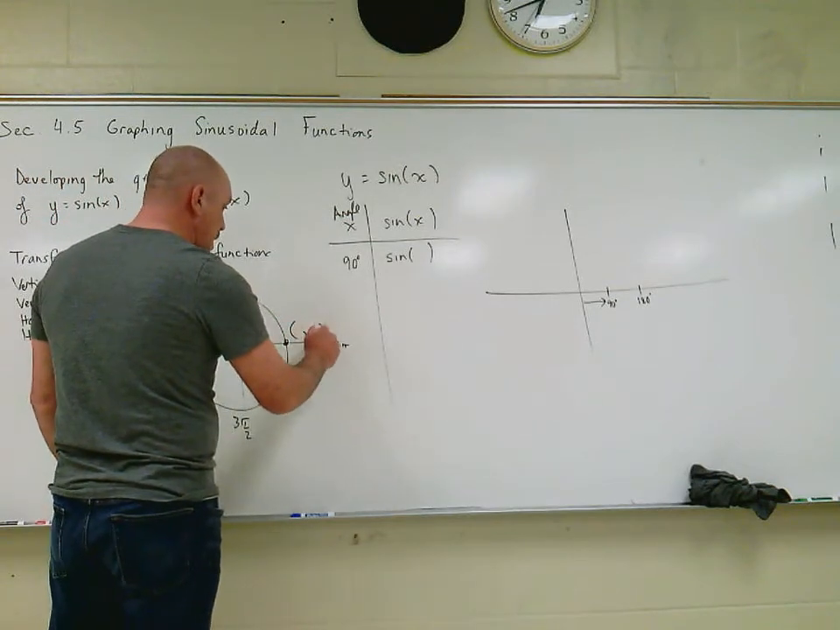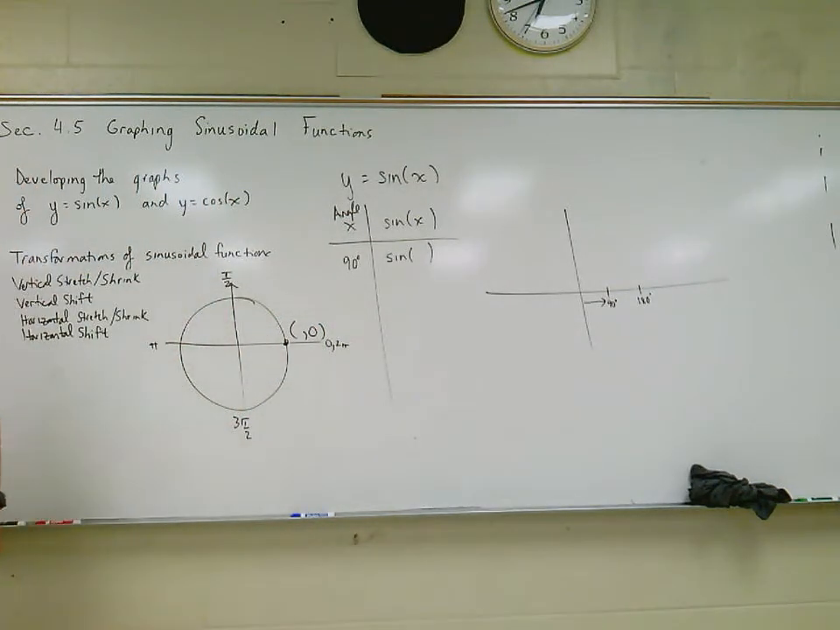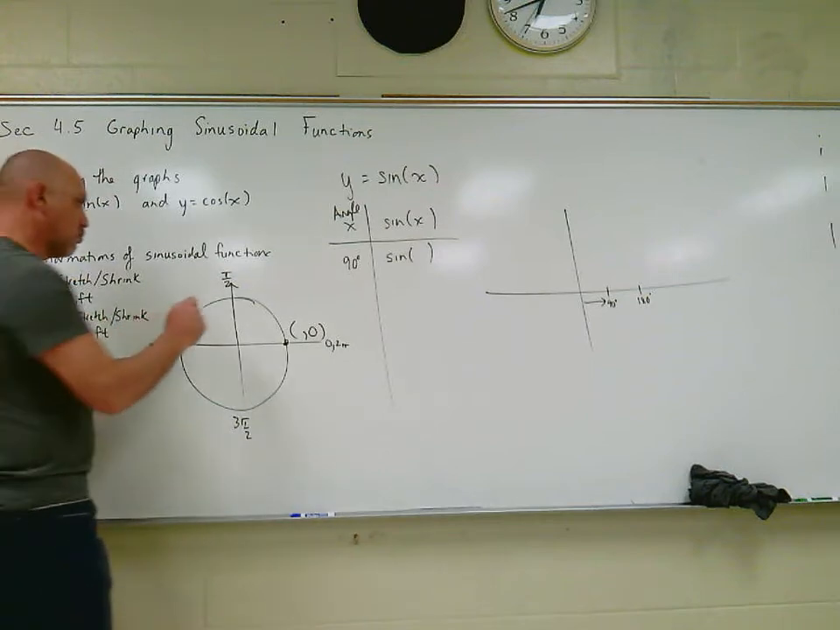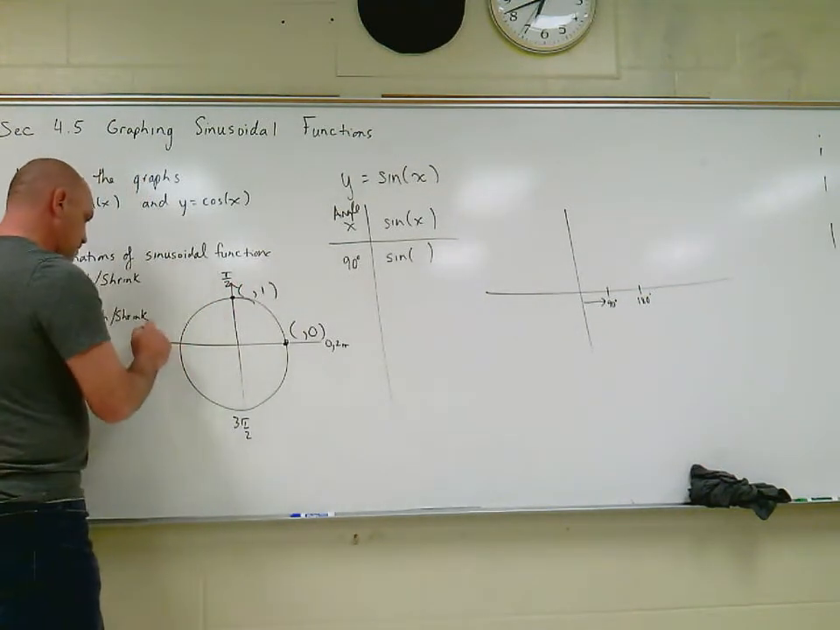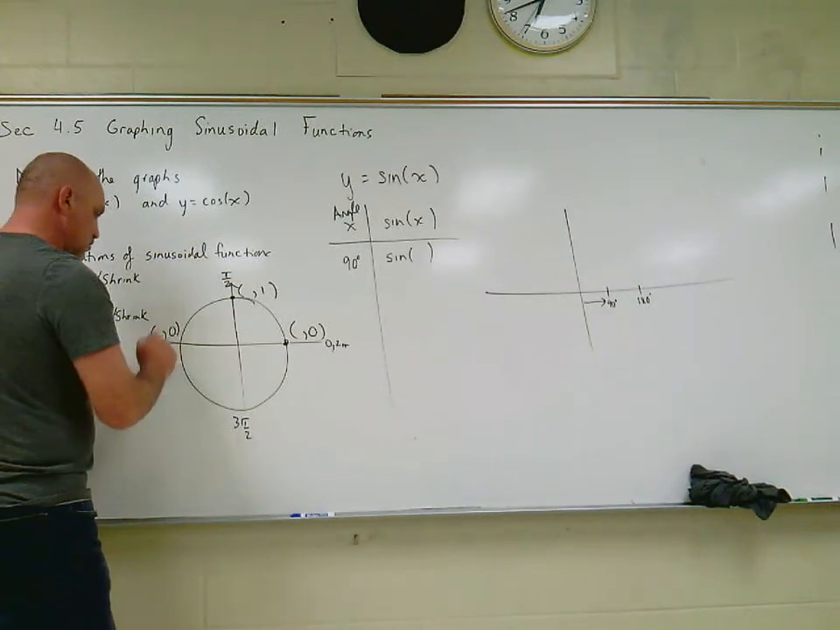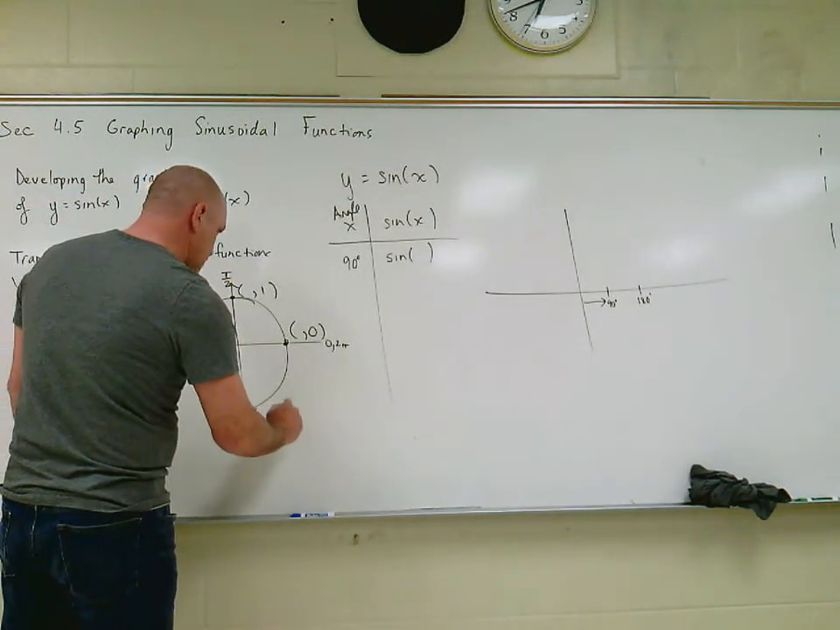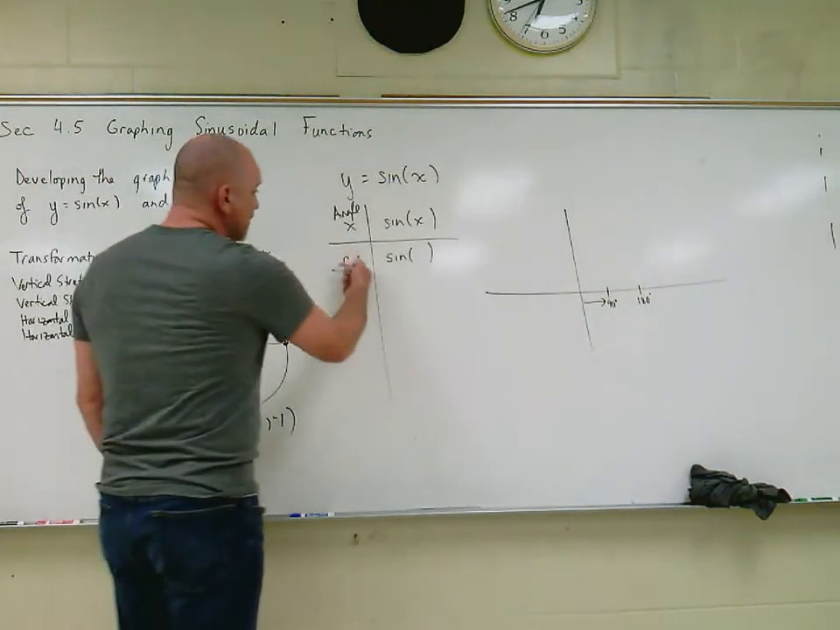I'm just going to put the y, right? Because sine is only the y coordinate. What's the coordinate here? 1. What's the coordinate here for sine? 0. And what's the coordinate here? Very good.